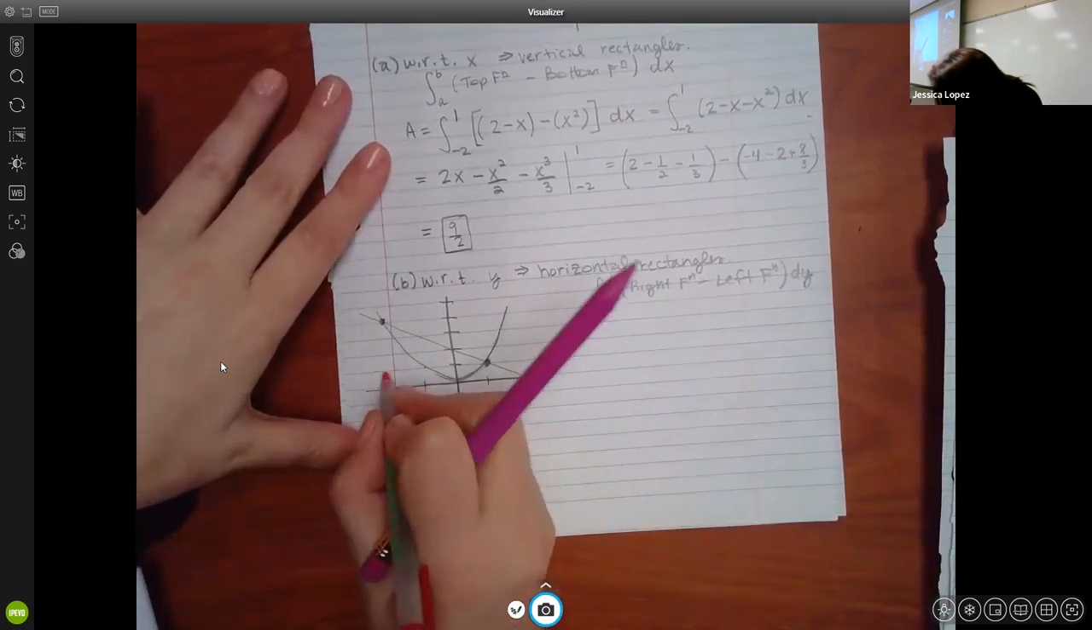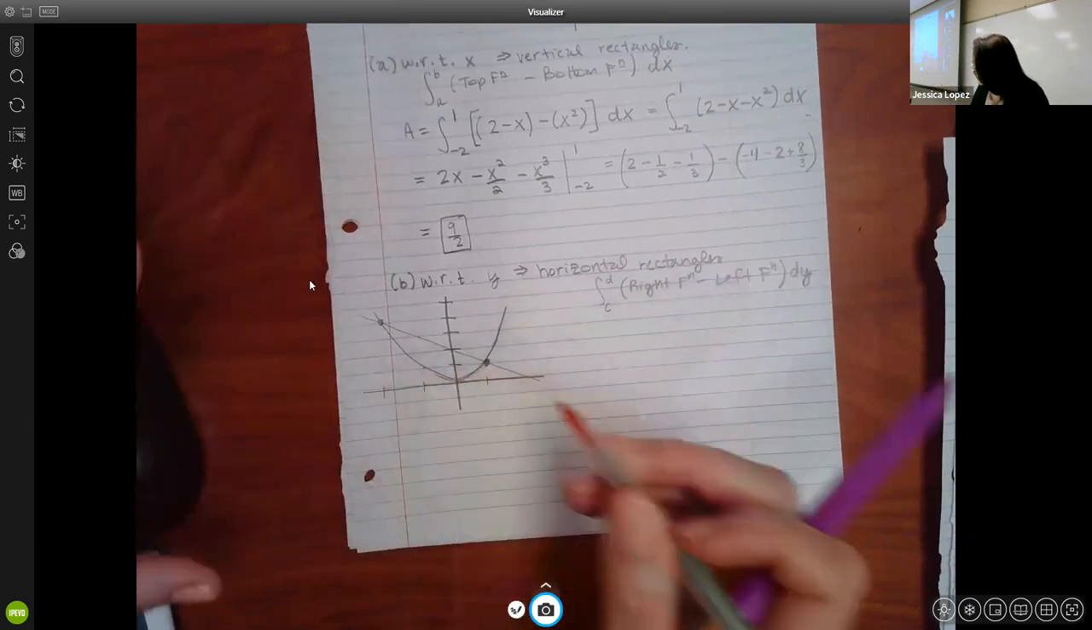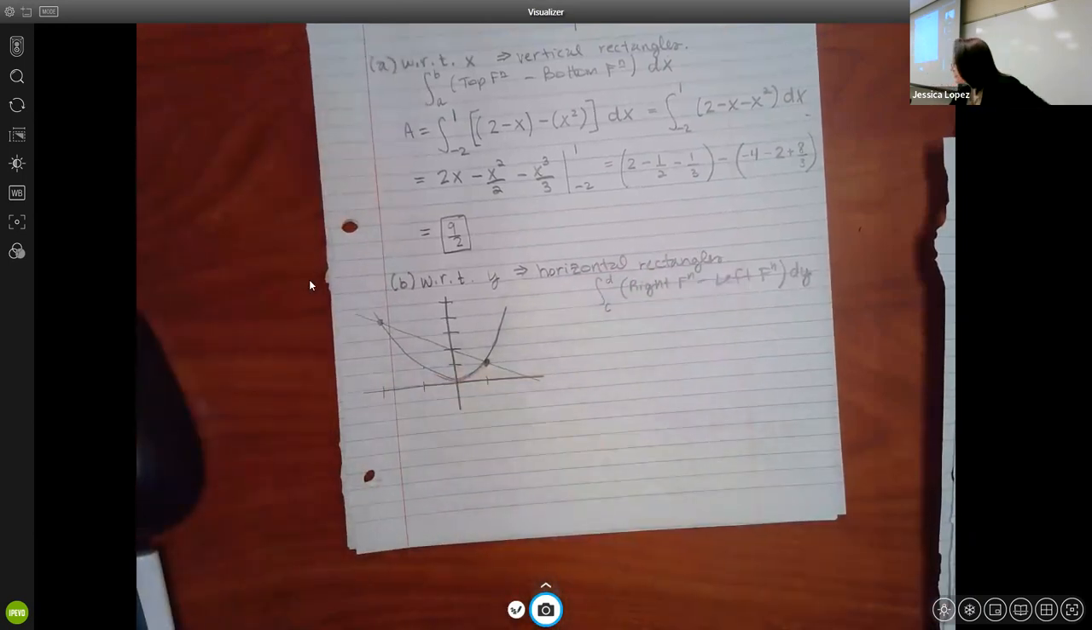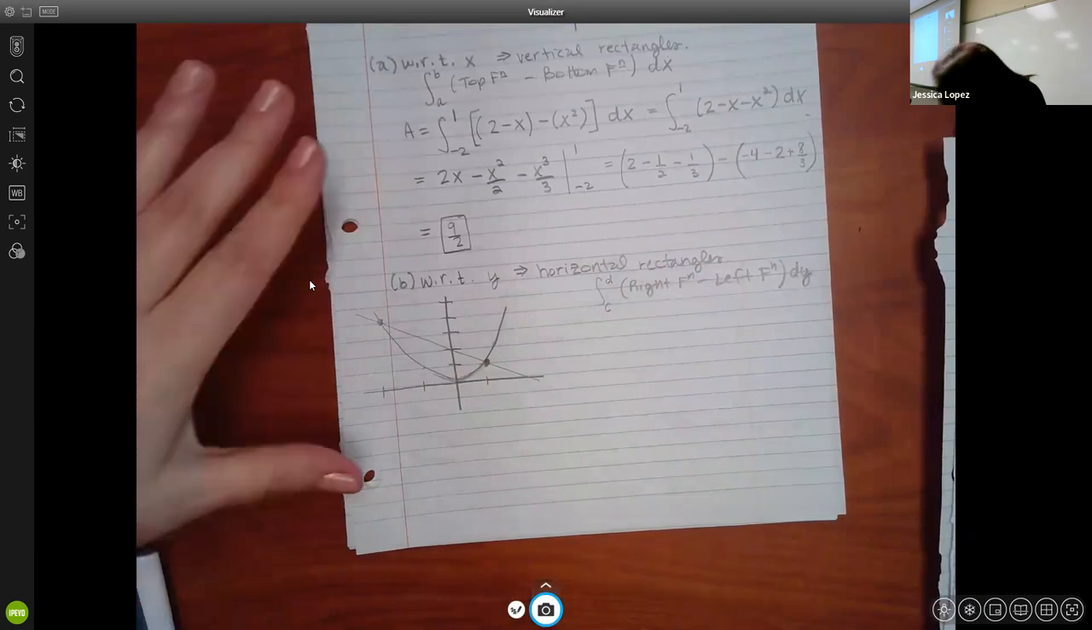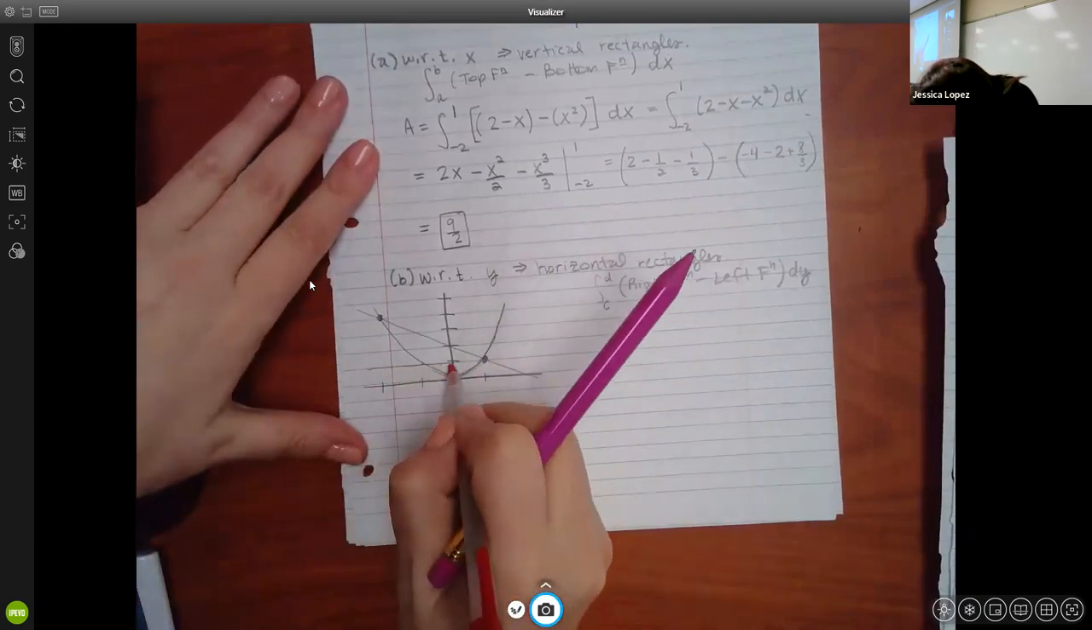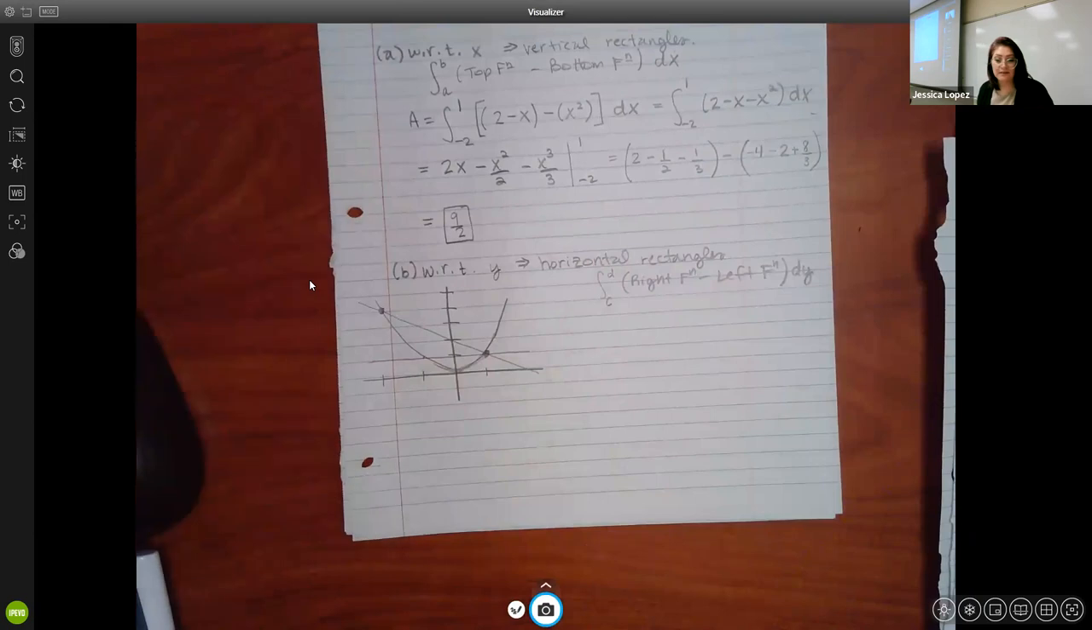But right here, the problem changes. Yeah. Oh no, it works. Okay. I just scribbled it out for a little bit. See, notice right there where I drew my red line? The graph changes.